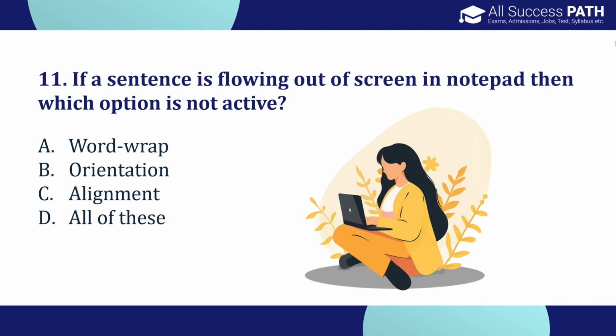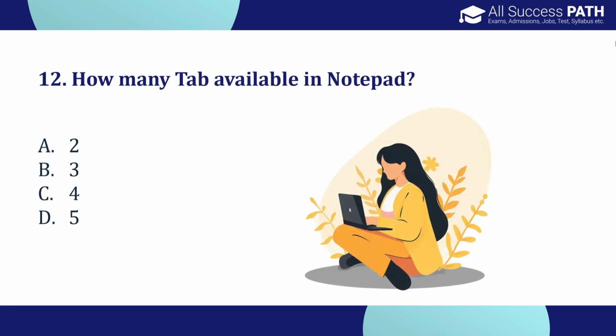Question 11. If a sentence is flowing off the screen in Notepad, which option is likely not active? The options are A. Word wrap, B. Orientation, C. Alignment, and D. All of these. The correct answer is A. Word wrap.